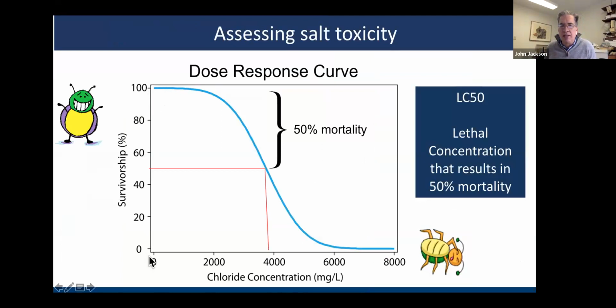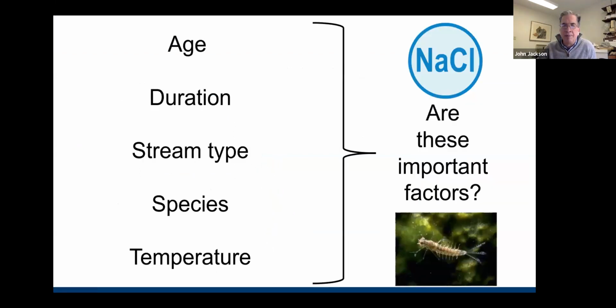And some of the data that I use here would be expressed like this, where we have survivorship. If we have no salt, then everybody survives, 100%. And if we have a lot of salt, in this case 8,000 milligrams chloride, then everybody dies. What you look for is the 50th percentile, the LC50, the lethal concentration that results in 50% mortality. And when you can find that, that's a number that everybody can talk about and compare.